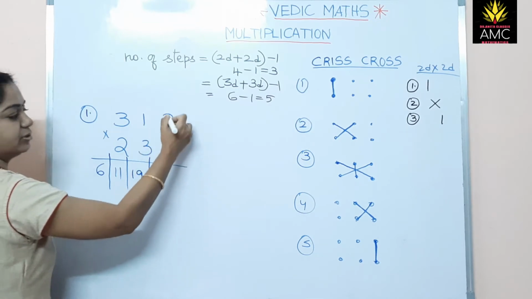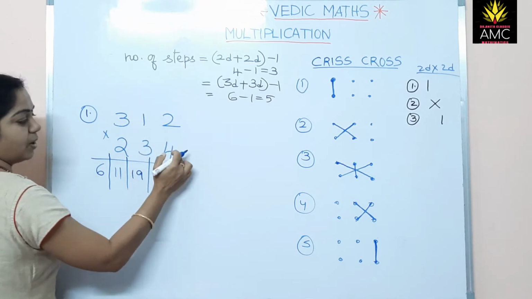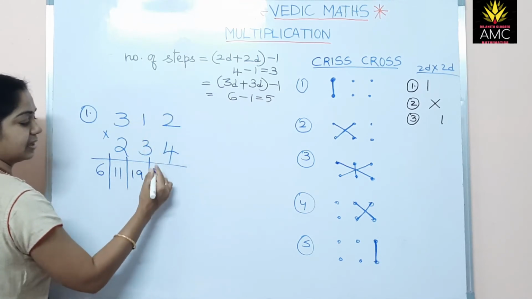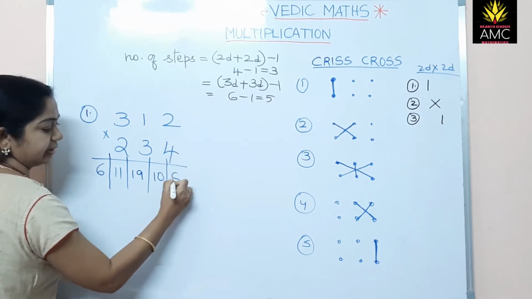Now coming to the extremes, this part, to the right side, 1 into 4 is 4, 3 2s are 6, that comes to 10. Now the last one, 2 4s is 8.